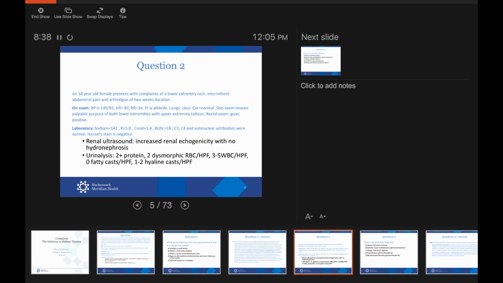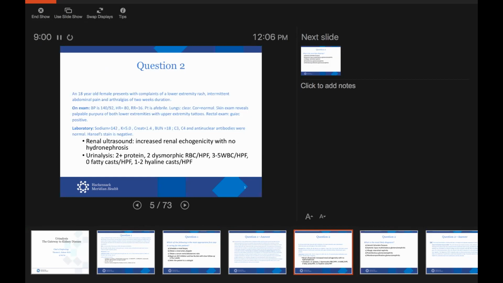It's used for interstitial nephritis. It's the stain that you use when you order urinary eosinophils, okay? So that's the stain that they use. So that was negative, all right? Renal ultrasound shows some increased echogenicity, which generally means something's going on in the kidneys when you see that, by the way, okay? And the urine analysis, again, 2+ protein, 2 dysmorphic red cells per epithelial field.